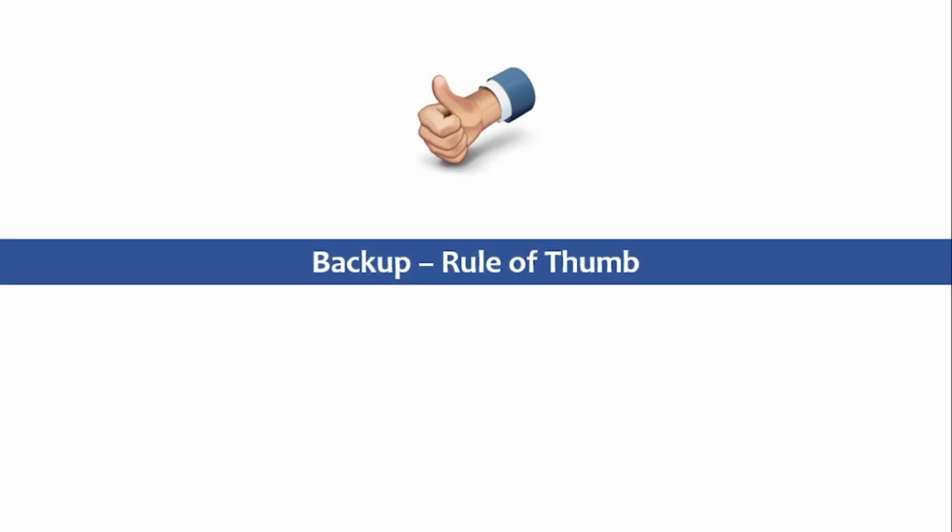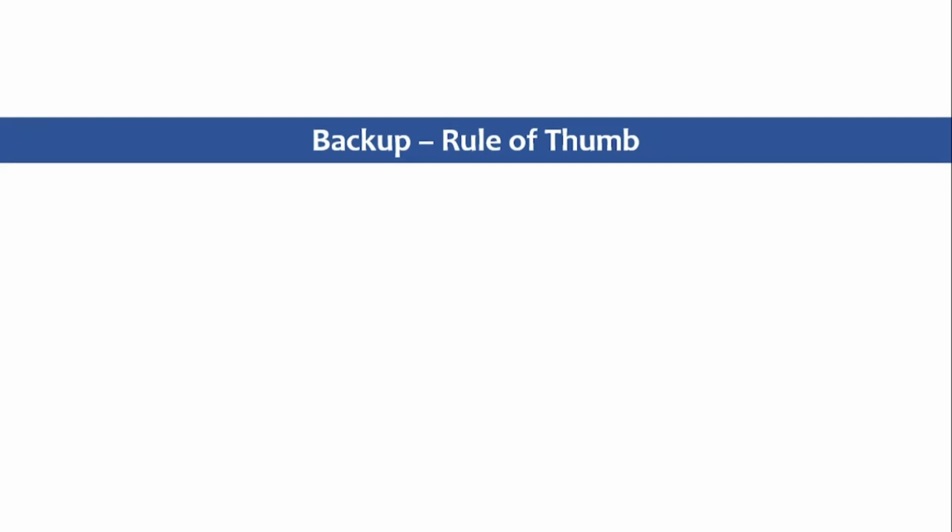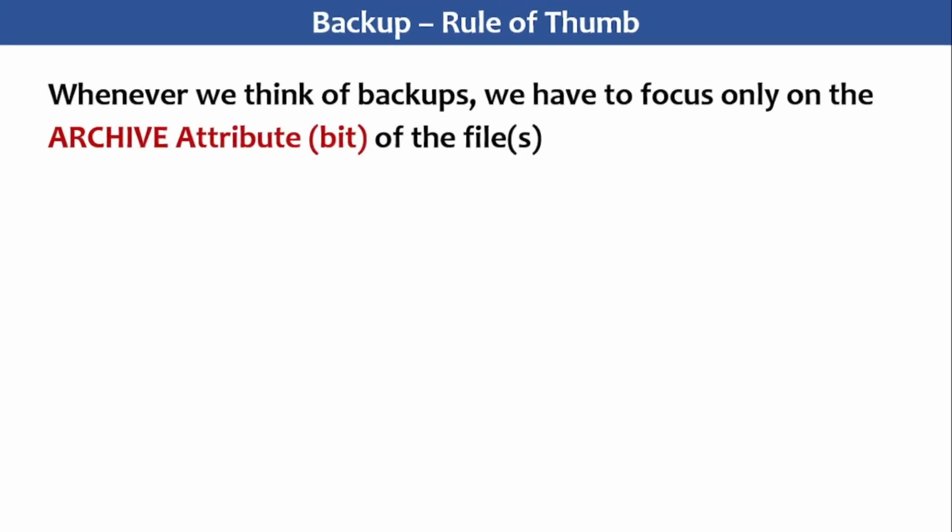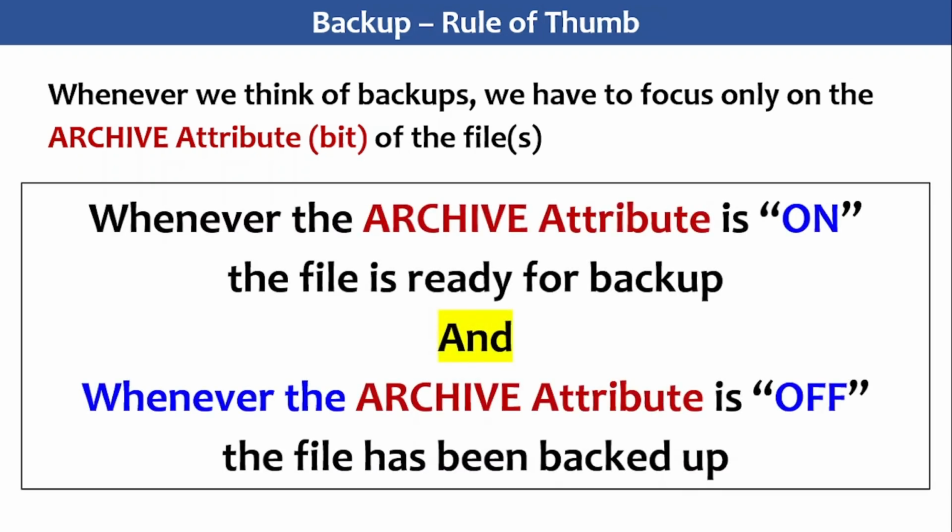So let's understand the rule of thumb for backup. Whenever we think of backups, we only have to focus on one attribute, and that is the archive attribute of files. Just one attribute, the archive attribute. Based on this archive attribute, the rule of thumb says whenever the archive attribute is on, the file is ready for backup, and whenever the archive attribute is off, the file has been backed up.